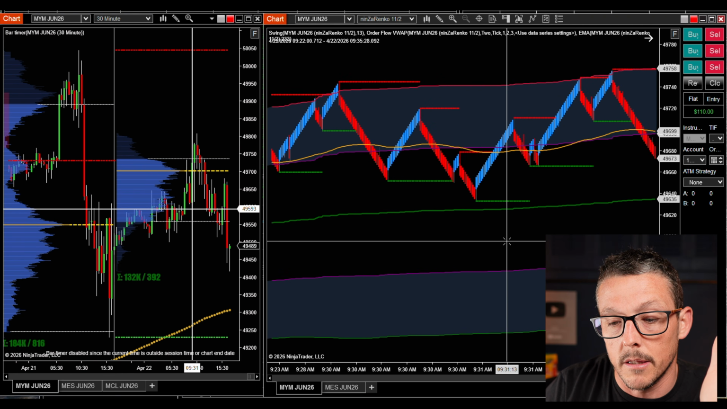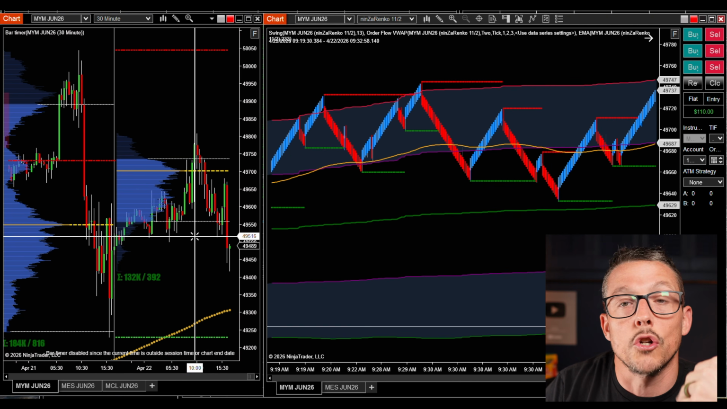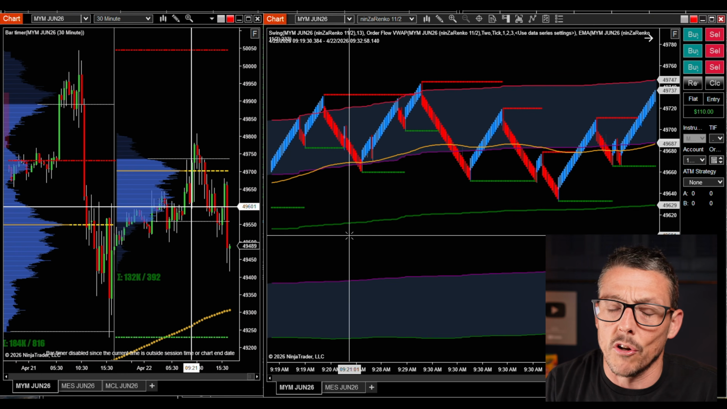This is a tick-based chart. So here's 9:30 in the morning. The market opened and we did not have a ton of range to open the day. So I'm sitting on my hands for a little bit just to see if there's a little bit of pop.